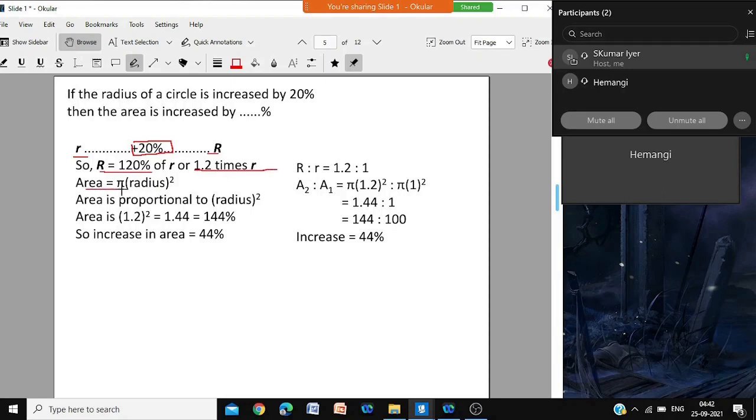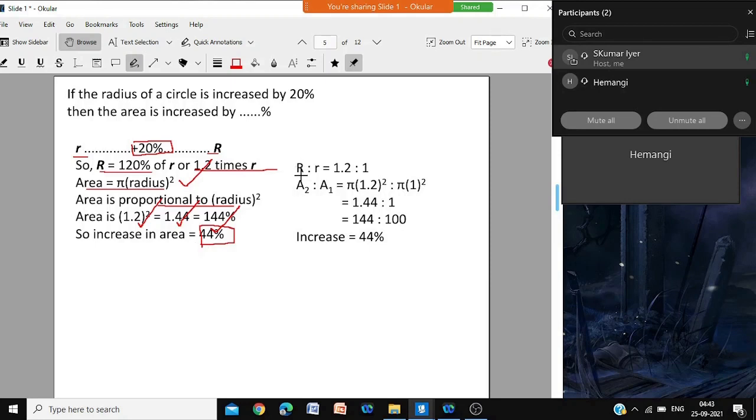Now area is pi into radius square. Pi will be always constant, it will not change. Pi will be always 3.14 or 22 by 7. So area is proportional to radius square. So you are getting 1.2 times radius, so the area would be 1.2 whole square times, or 1.44 times. That is 144%. Multiply by 100 to get percentage. So 144% means 44% increase. Got it, Betty? Yes, sir.